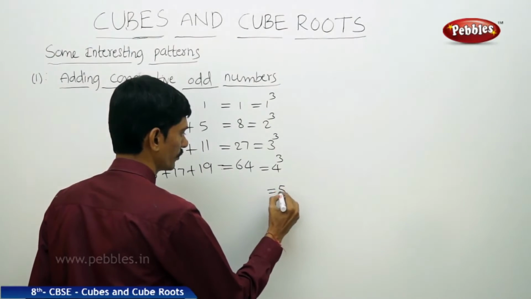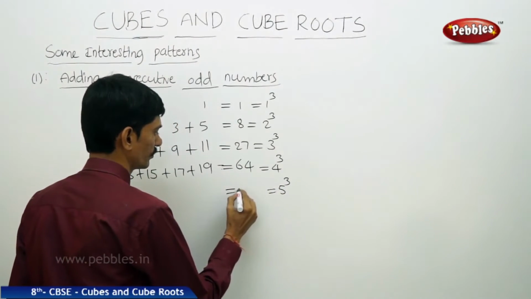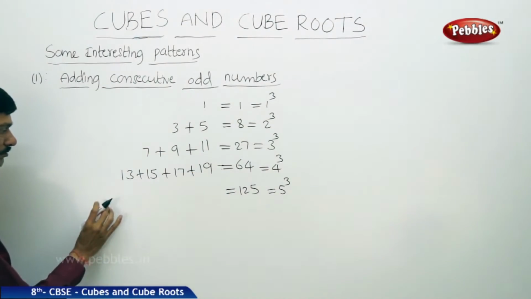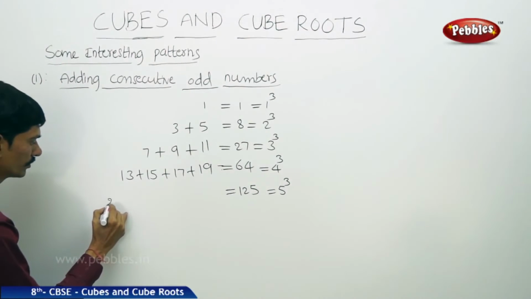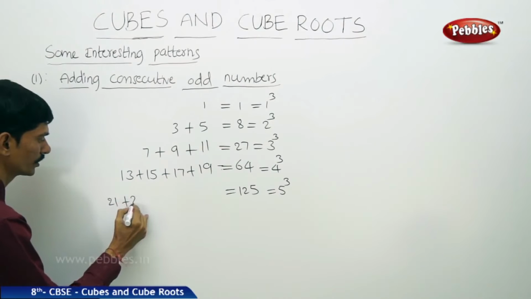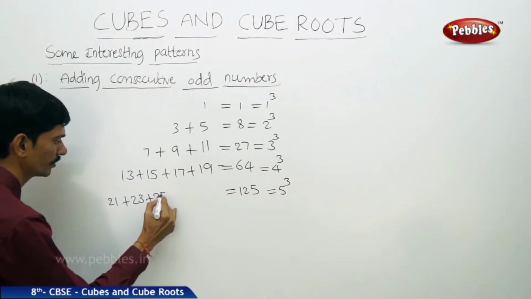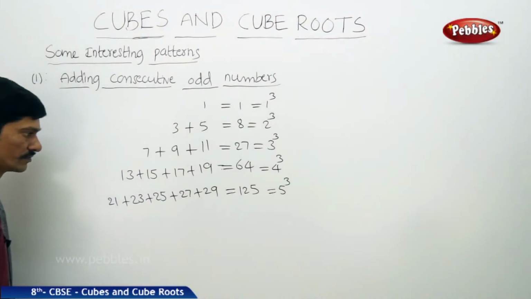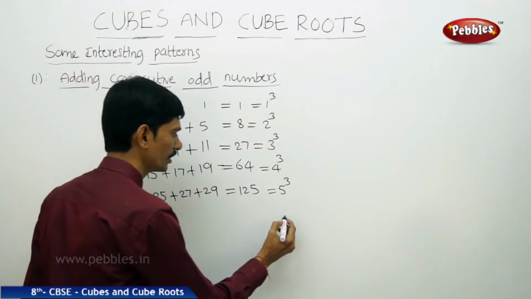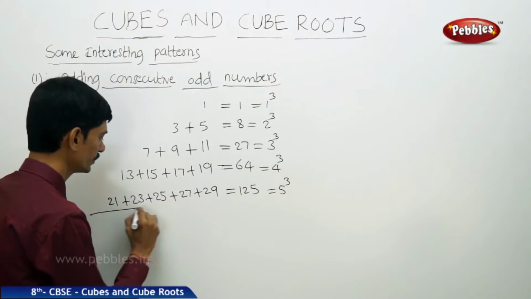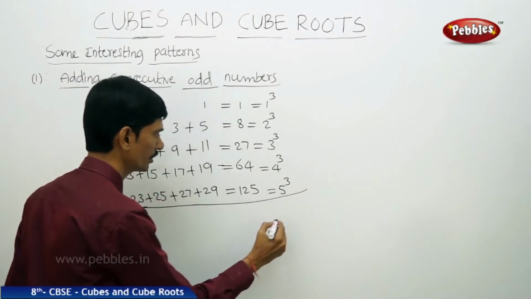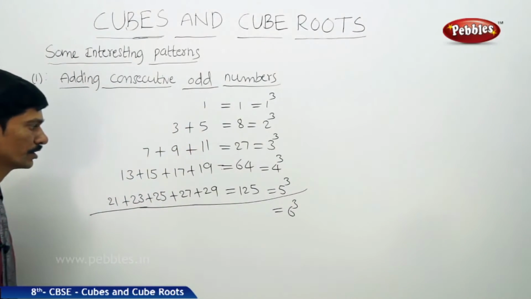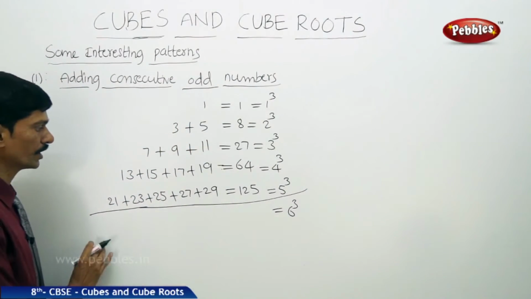So as we know that 5 cube equals 125. Then after 19, the immediately next odd number is 21. So we can write 21 plus the next odd number 23 plus the next odd number 25 plus 27 plus 29. Then how to write 6 cube directly? If this pattern is not given, then how to write the value of 6 cube? We know that we should add 6 consecutive odd numbers, but from where should we start adding?